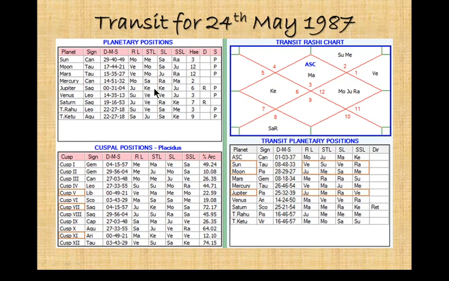Sorry, Jupiter in the star of Mercury, Mercury in the star of Saturn, and sublord is Rahu. Rahu represents Venus, and Venus appears in 11th and 5th. So Rahu also appears in 11th and 5th, and Saturn, the star, appears in 7th. So all the three cusps are getting stimulated.